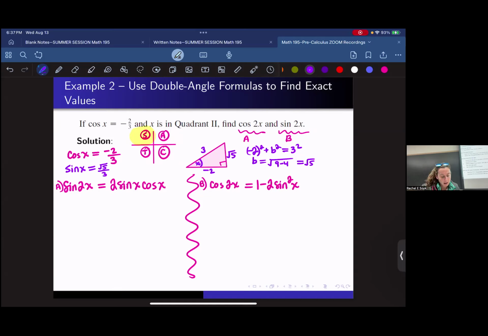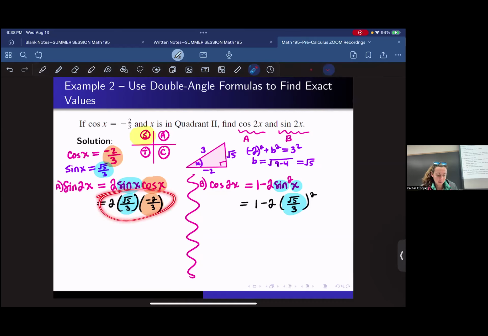Okay, so now we can really utilize subbing in. We have everything. Sine of x, sub in square root of 5 over 3. And then we just have to be mindful that it's being squared in that second one. And then our cosine of x is -2 over 3. So let's plug in, and I'll pause to save time.